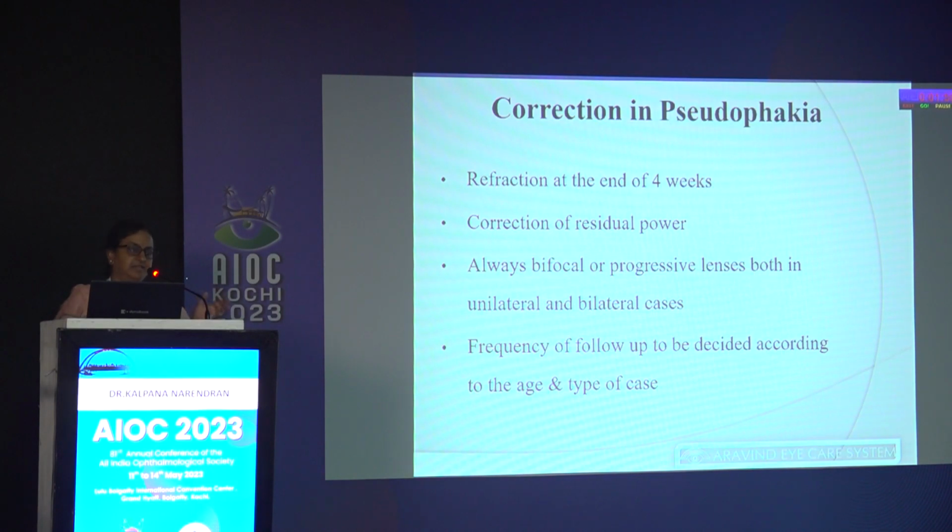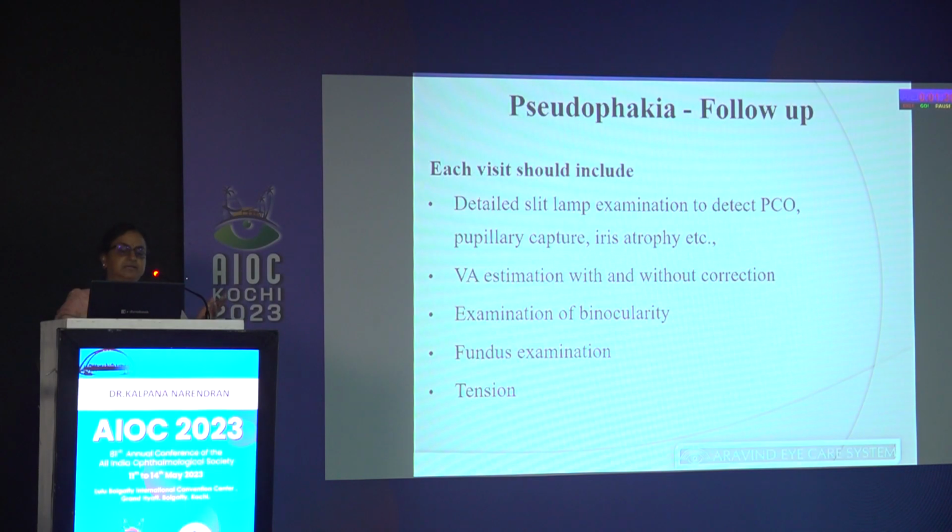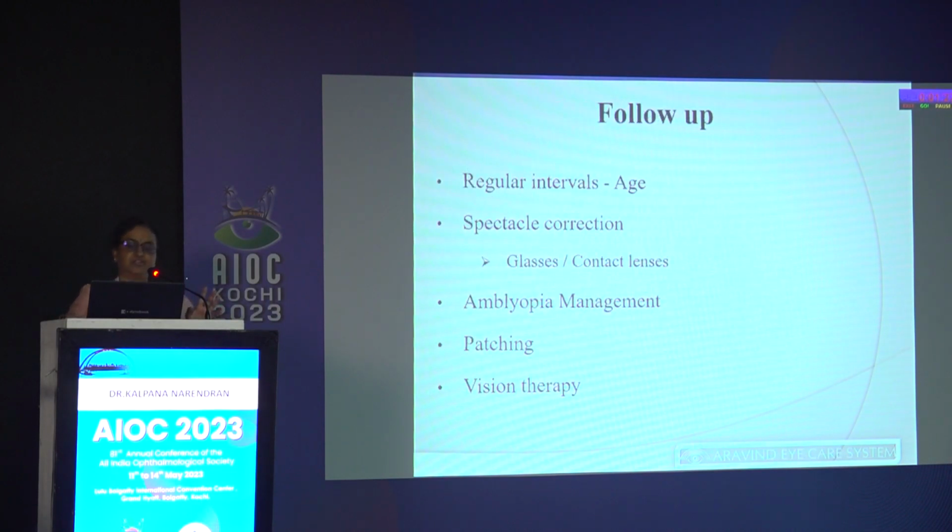Usually the younger ones, less than 1 year, we see them once in 3 months. Then after 2 or 3 years, we see them once in 6 months. After 5 years, we see them almost every 6 months till they are about 10 years of age, just to see if there is any refractive change, and check the IOP. Fundus evaluation is very important in these children, and also check for binocularity and intraocular pressure. It's very, very important in these children.